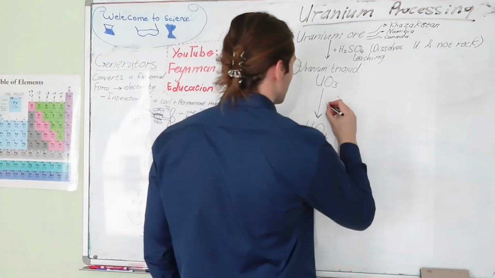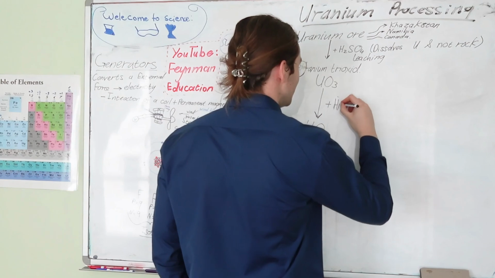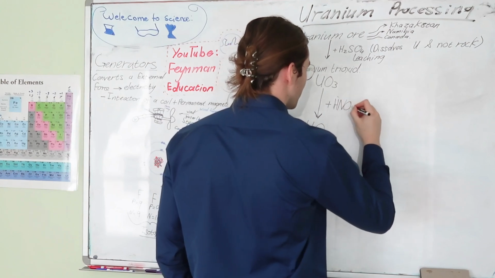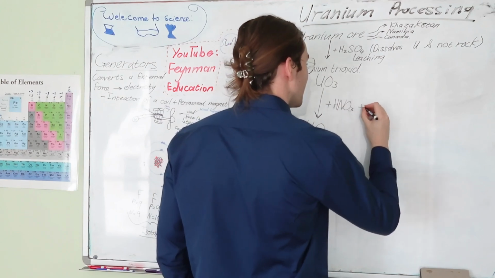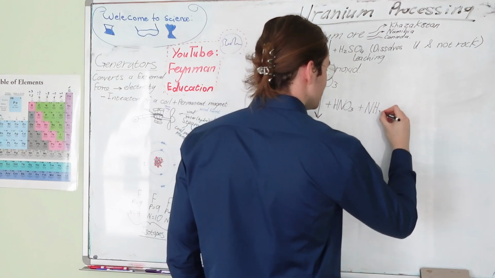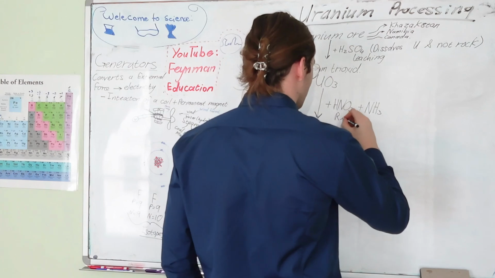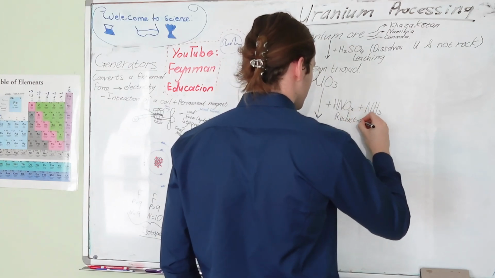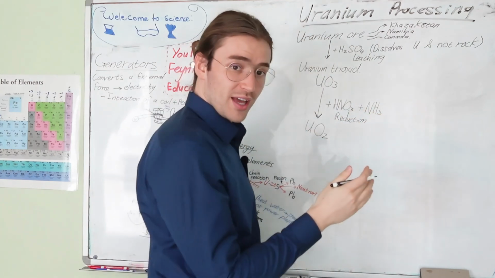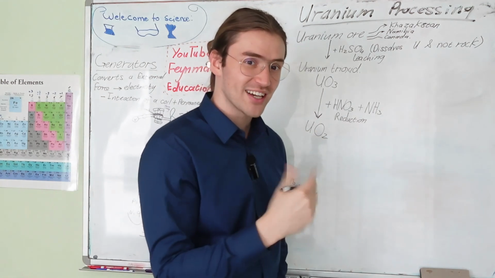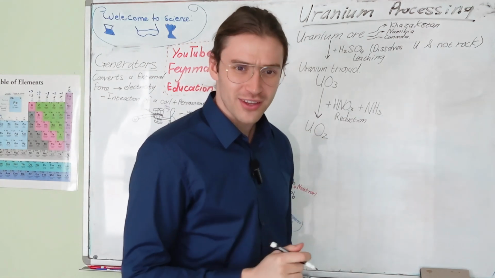And how we do it is we have to add nitric acid, so HNO3, plus ammonia. And this is going to lead to a reduction reaction. What is reduction? Okay, OIL RIG. Reduction, a gaining of electrons. And you might say, how am I meant to know that it's gaining electrons?